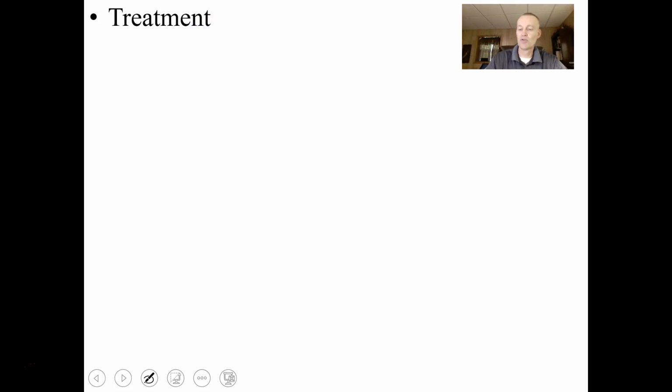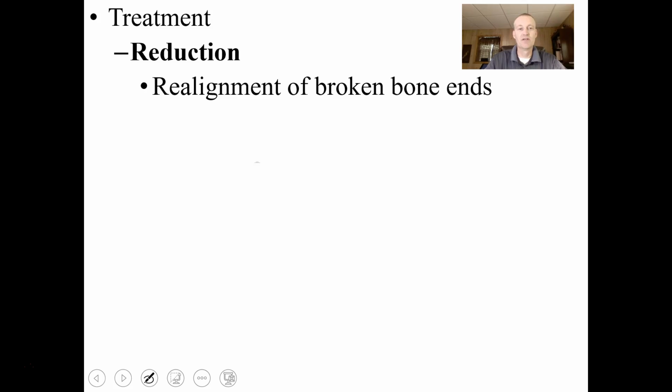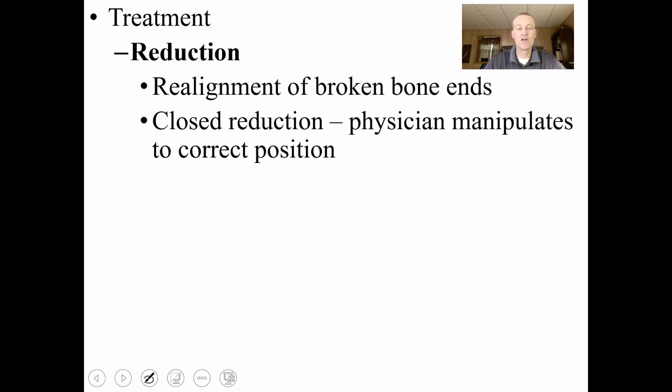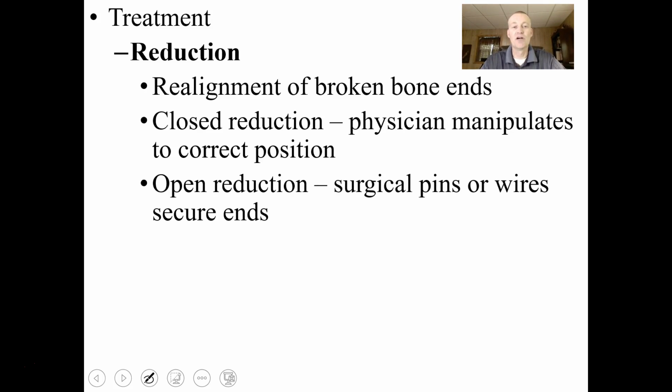All right, so we do treat fractures in different kinds of ways. One way is reduction. This is the realignment of the broken bone ends. We can have an open reduction and a closed reduction. In a closed reduction, the physician manipulates the bone into the correct position through the skin. In an open reduction, we have to use surgical pins or wires to secure the broken ends.